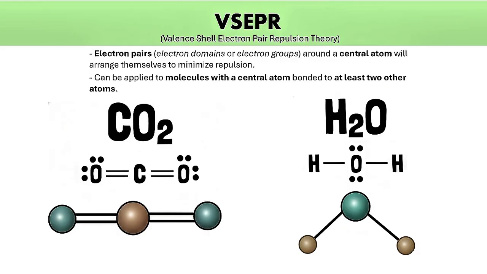Okay, so just think of electron pairs or electron groups as just a group of electrons that want to stay in a particular space. Okay? For example, if you hear the word electron pairs, sometimes they will say electron domains, sometimes they will say electron groups.